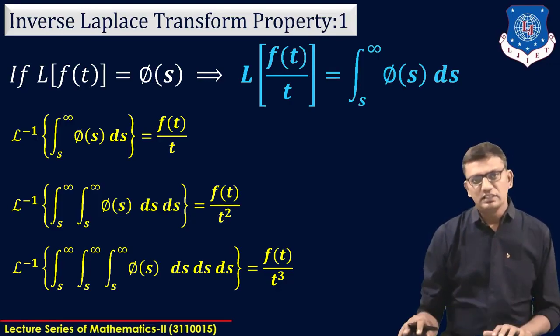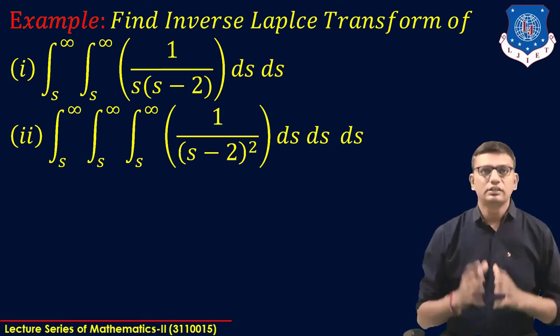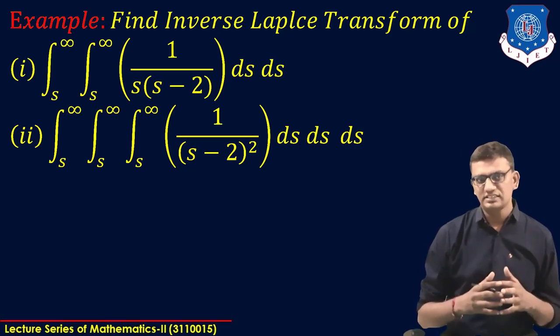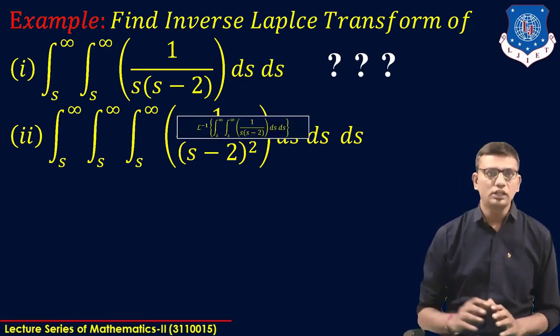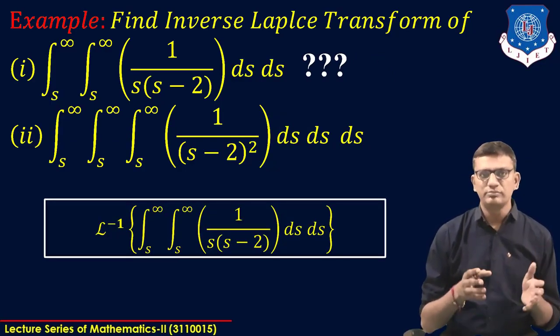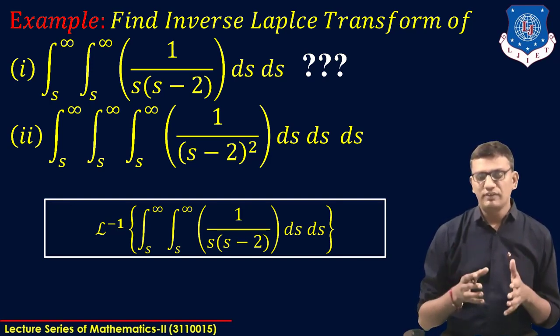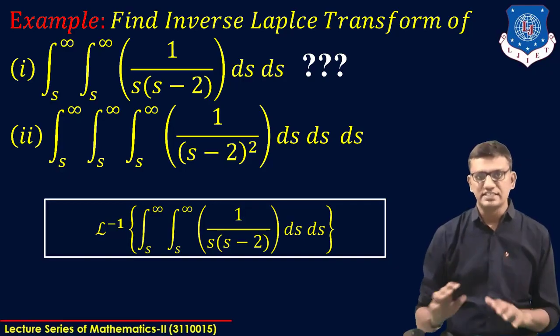Now we will see some examples related to this topic. Here in the first example we have a 2 times integration, and in the second example we have a 3 times integration. Let us see how to solve these examples. Our first example is L inverse of 2 times integration from s to infinity phi of s, where phi of s is 1 upon s into s minus 2, ds.